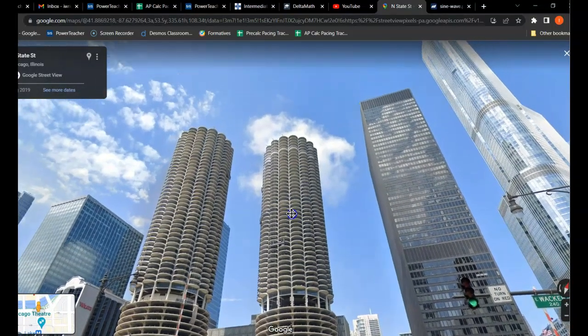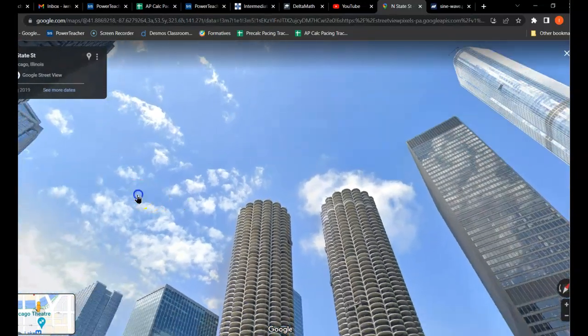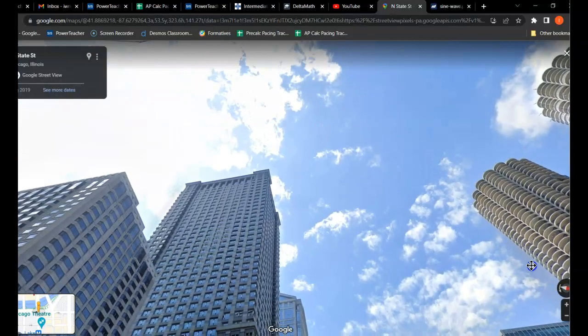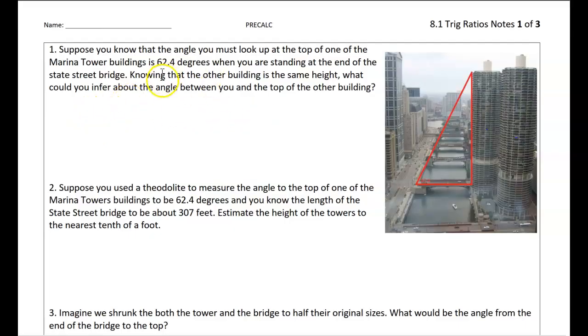So imagine we're standing here on State and Wacker. The angle that I lift my head, craning my neck back to look at one tower, would be the exact same angle that I have to lift my head to look at a different tower. Whereas if I pick the taller building, I'd have to lift my head even higher to look at it, right? So this is kind of common sense. But it's really the key to all of this, right?